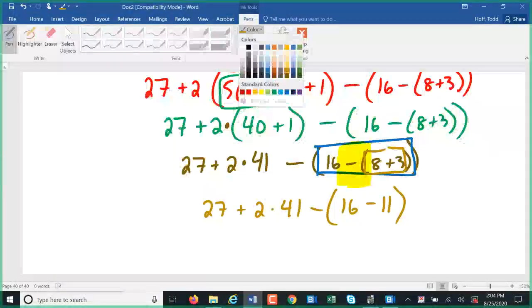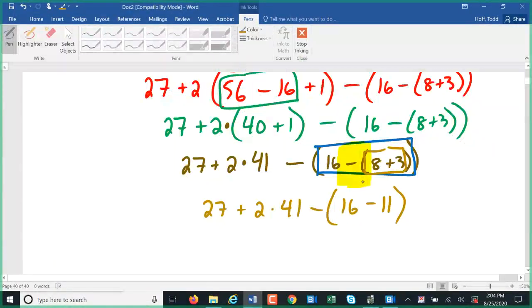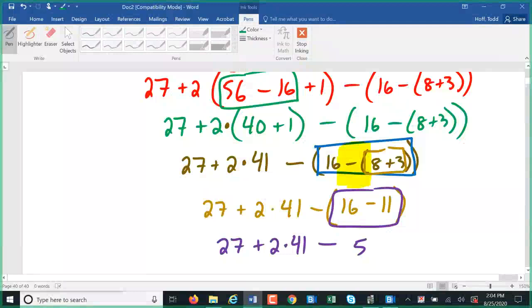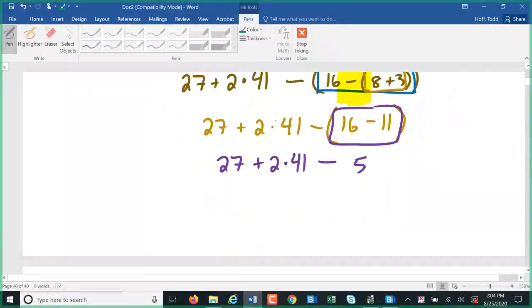So then my final enclosing symbol will be this 16 minus 11, which is 5. Again, I can take out that parentheses. And again, there's already an operation here, so I don't have to put in multiplication. Enclosing symbols are done. No other exponents.